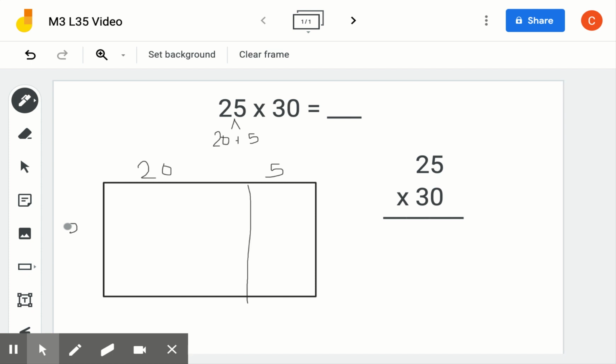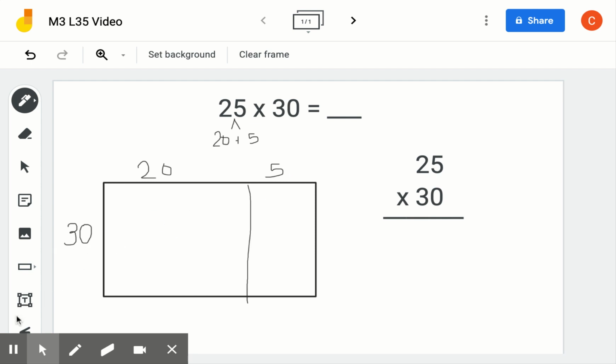Now I have my width, 30. I'm going to label my width. And 30 is a nice number because it's a multiple of 10. And multiplying by multiples of 10, we know, are nice and easy for us. So my area model is labeled. Now it's time to multiply. I have my length times my width. I'm going to do 20 times 30. Then I'm going to take my other length times my width, 5 times 30, to figure out that area.